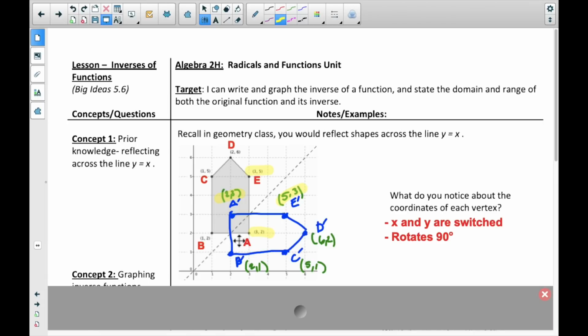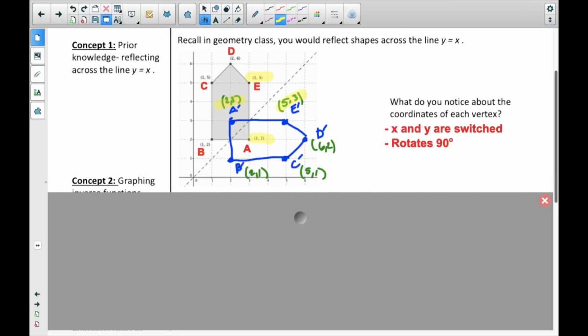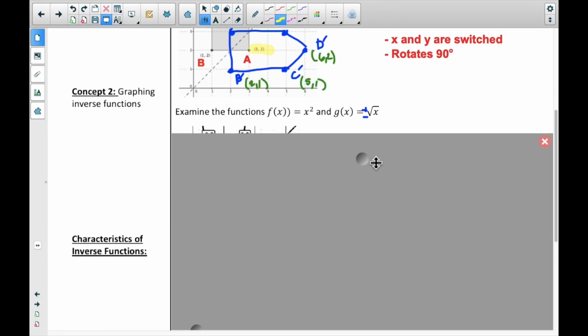And then, of course, the shape does look like it has been rotated, and it has. It has been rotated 90 degrees. Those are both important aspects of inverses. When we talk about inverse functions, they are like that. They will be rotated, and they will switch the x and the y. Okay, let's look at another scenario.